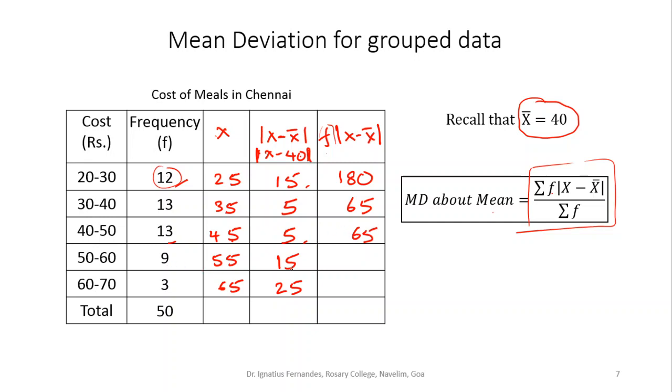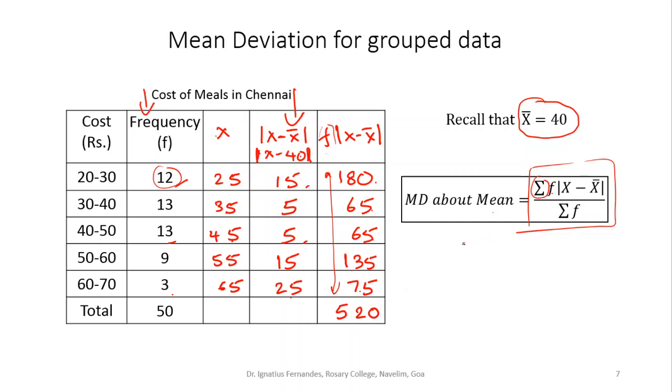I have 9 into 15, 135, and 3 into 25 is 75. So I have multiplied the frequency values with this column. What I want is the sum of all these values: 180 plus 65 plus 65 plus 135 plus 75, and if you add this, the sum will come to 520.